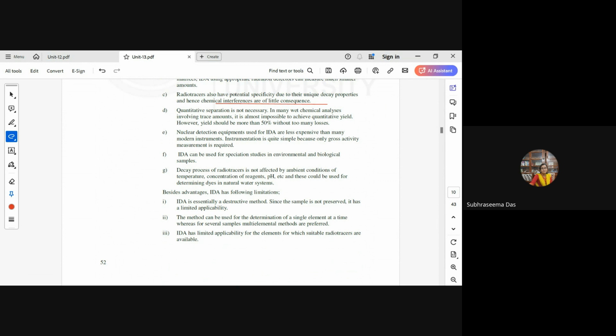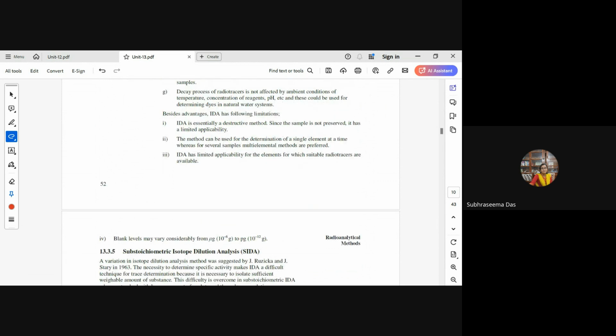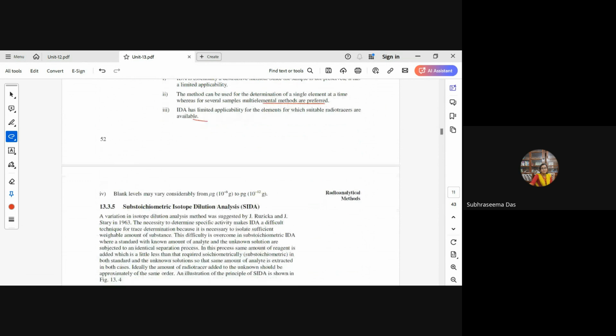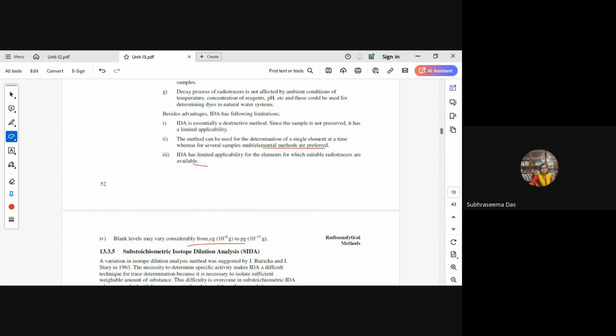Besides advantages, IDA also has certain limitations. It is a destructive method since the sample is not preserved. Second, the method can be used for the determination of a single element at a time, whereas for several samples, multi-element methods are preferred. IDA has limited applicability to elements for which suitable radiotracers are available, and blank levels may vary considerably from micrograms to picograms. So these are some of the disadvantages of IDA. Although the advantages are many, we do encounter a few limitations of IDA.